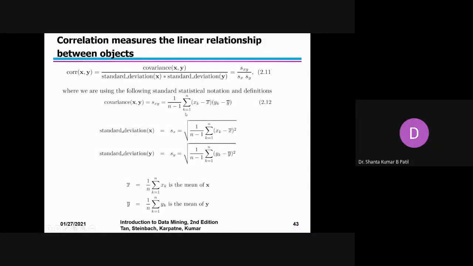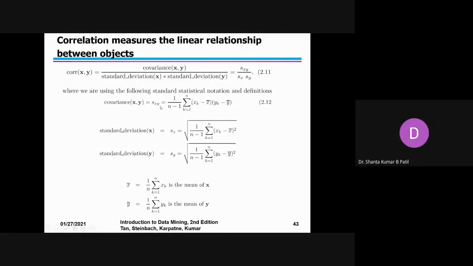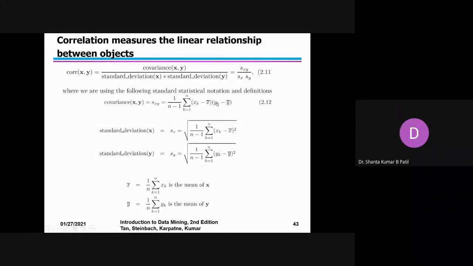1 divided by n minus 1, the summation for k equal to 1 to n, of (x_k minus x̄)(y_k minus ȳ). Whereas variance is the standard deviation, or you can call it the variance, whereas this is the covariance. Variance is between the same point. So in the case of the variance, instead of this y_k it will also be x_k, and instead of the ȳ, it is x̄. So variance or standard deviation is between the same point.